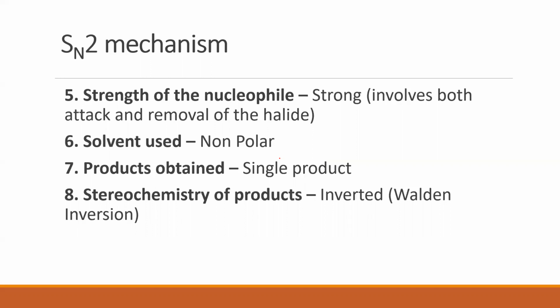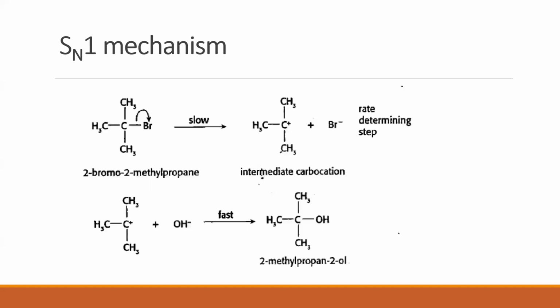Now, which is the second mechanism? Yes, the second mechanism is the SN1 mechanism. As the name itself indicates, SN2 was nucleophilic substitution bimolecular. Bi means two. So therefore, what should SN1 be? Yes, SN1 will be nucleophilic substitution unimolecular. Clear? So we will try to look at the features and steps of the SN1 mechanism. All right? So here you go. This is the SN1 mechanism.